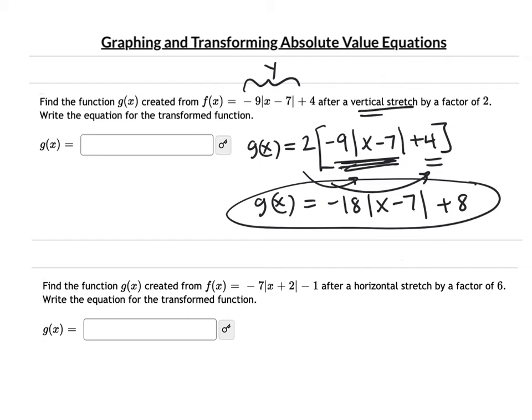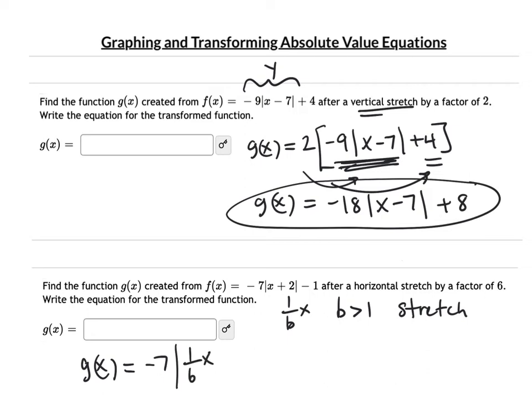Find the function g of x created from modifying that function a horizontal stretch by a factor of 6. It's horizontal, which is the inverse. X will be replaced with 1 over b times x. And since b is greater than 1, that makes it a stretch. So my g of x will equal negative 7. I'm going to replace x with 1 over b, and b is 6 times x, plus 2 minus 1. And that is it.